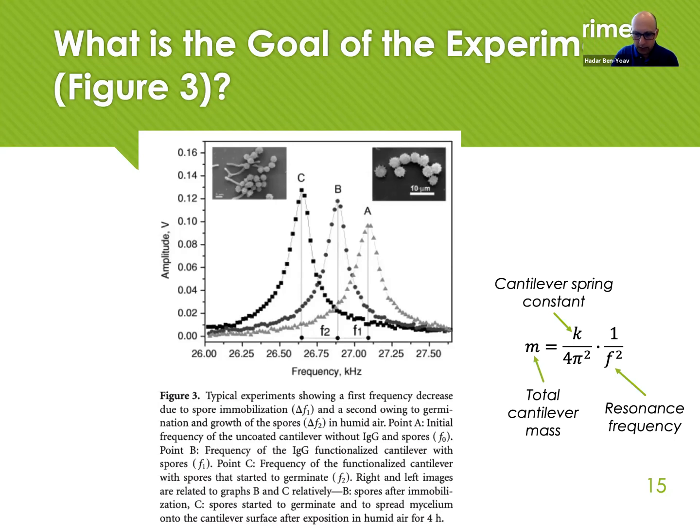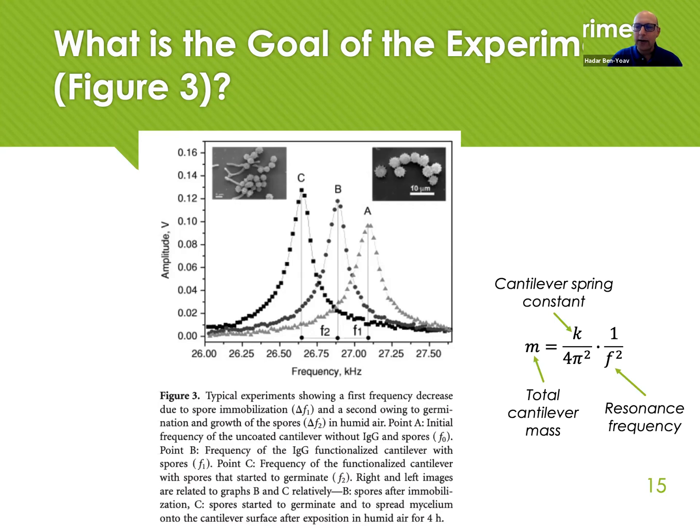So the more mass we have, because you have the antibody and some spores, the resonance frequency decreases, okay? Because you need this value to increase. So what we see is that indeed the frequency decreased.